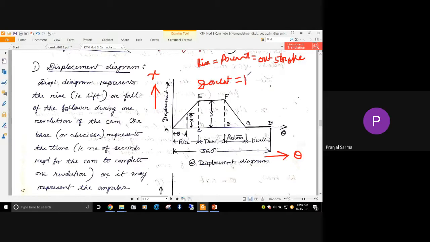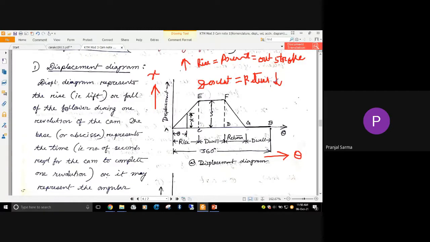They are having the same meaning. Okay, so if someone uses words like rise stroke or ascent stroke, they're the same thing. Or descent stroke or return stroke, you should understand that. So what happens? Rise stroke, the follower goes up; descent stroke, the follower moves down.